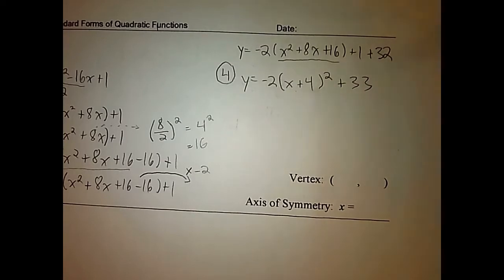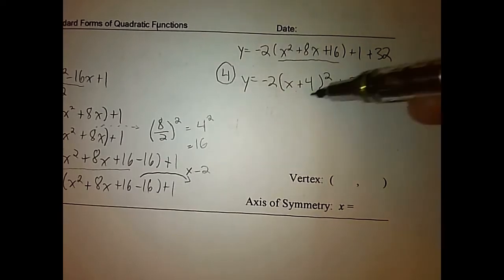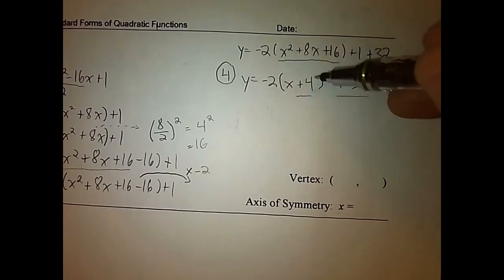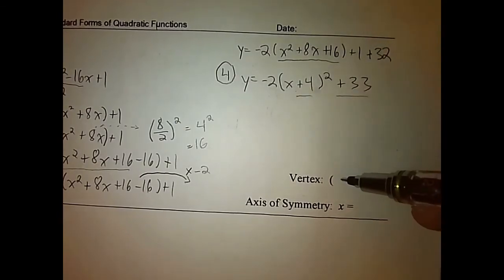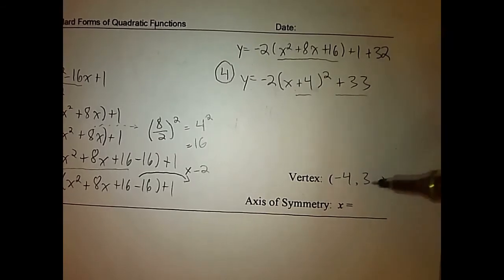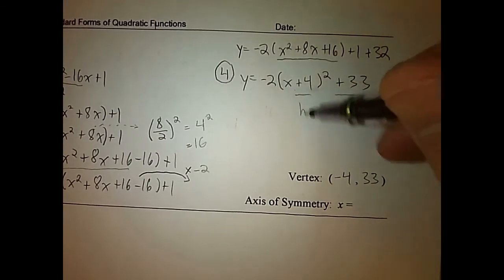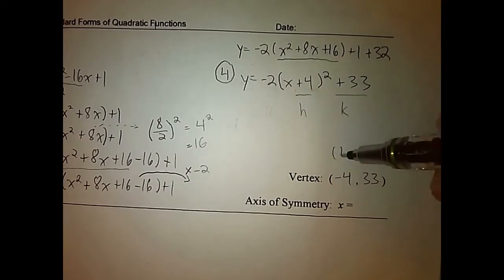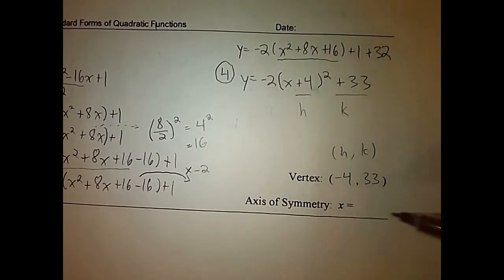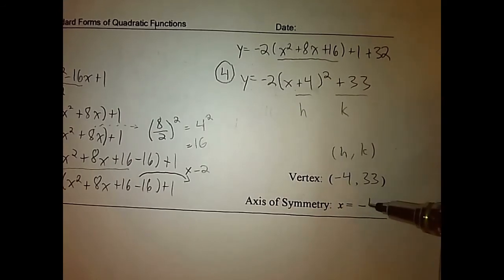So we did all that work to put it in vertex form, so I have my vertex, remember, is this and this. So it's the opposite sign from here though. It's going to be the x value of the vertex, and this number is going to be exactly what it is. It's the y value. This is h and k. Remember our vertex is h and k. So -4, 33, and the axis of symmetry is just the -4.